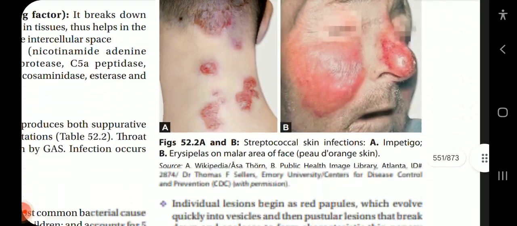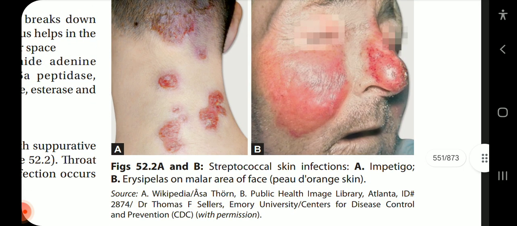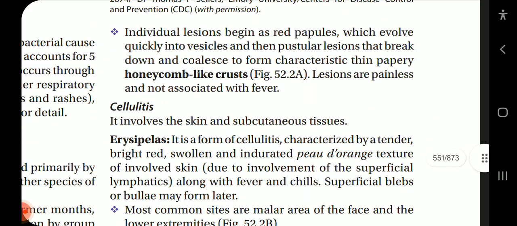Okay, now in this image we can see the streptococcal skin infection. In image A it shows impetigo, while in B it shows erysipelas on the malar area of the face, which is responsible for pudgy orange skin.